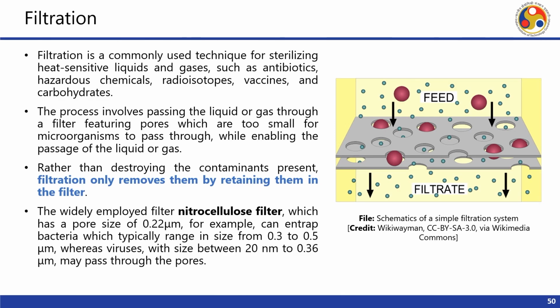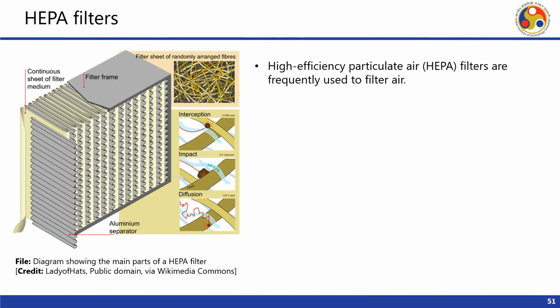The widely employed nitrocellulose filter has a pore size of around 0.22 microns. It can entrap bacteria which typically range in size from 0.3 to 0.5 micrometer, whereas viruses with sizes between 20 nanometer to 0.36 micrometer may pass through these pores, and this is the reason why viruses in the beginning were also named as filterable agents.